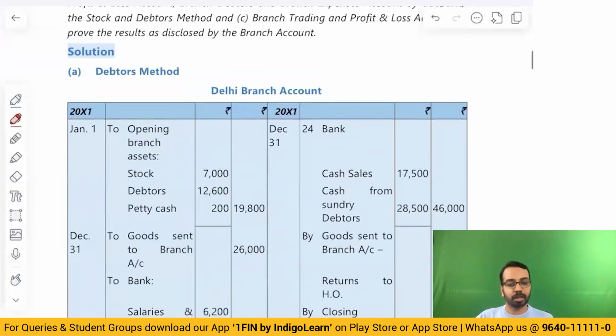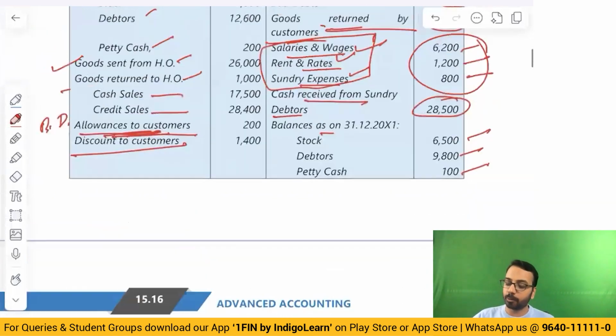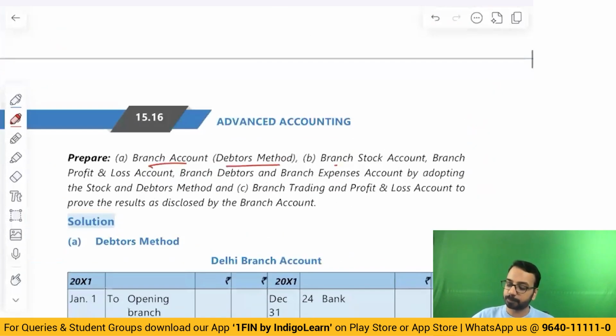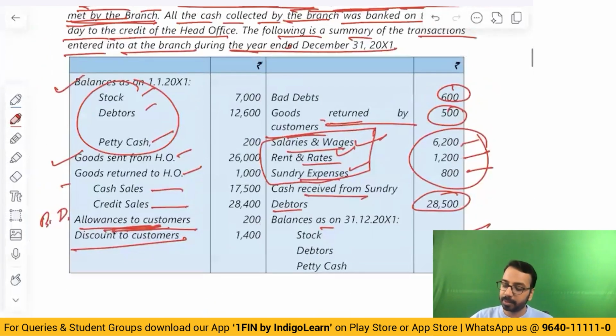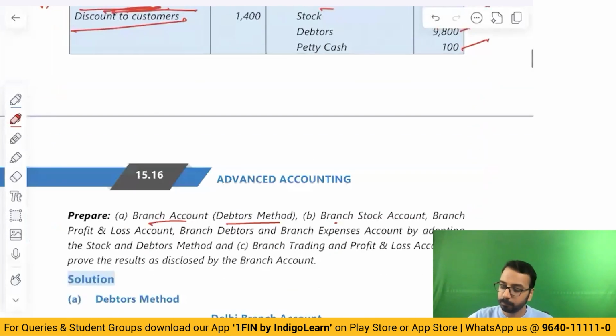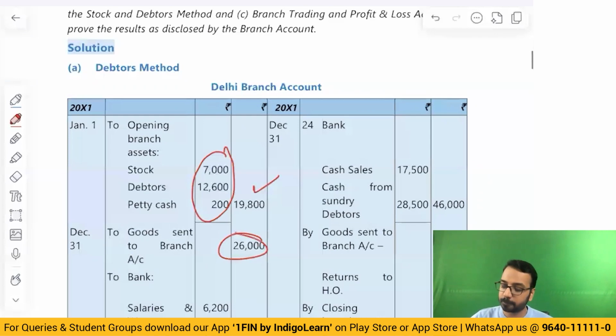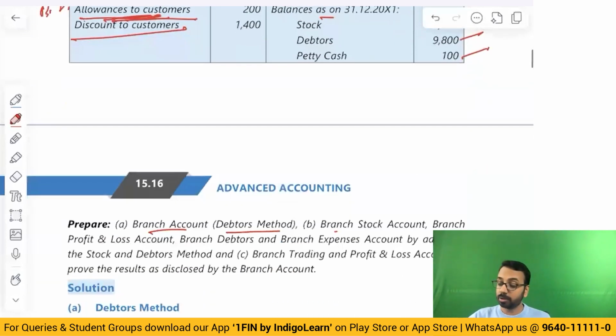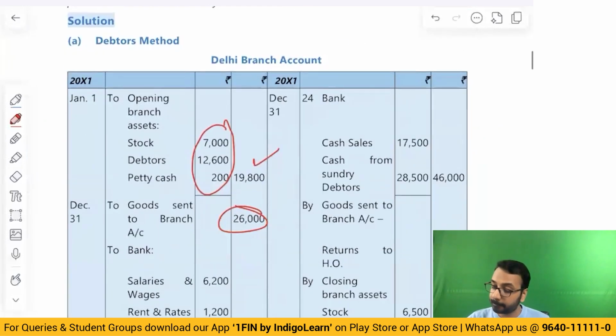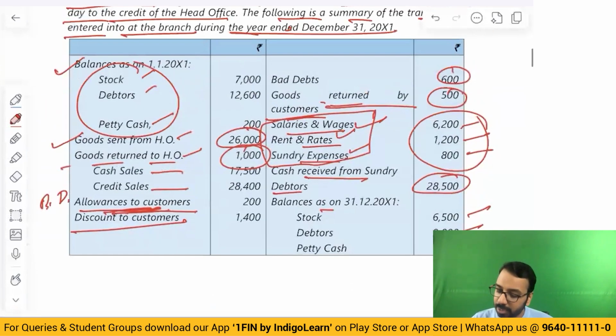So when it comes to the branch account in the debtors method, what do we do? We'll take opening balances, stock, debtors, petty cash. Then goods sent from head office 26,000, debit branch 26,000. Goods returned to head office 1,000. Head office has received back, so you will credit the branch. It is like I sell to the customer, I debit the customer, I return it back, I will credit the customer. Then cash sales 17,500, credit sales 28,400.